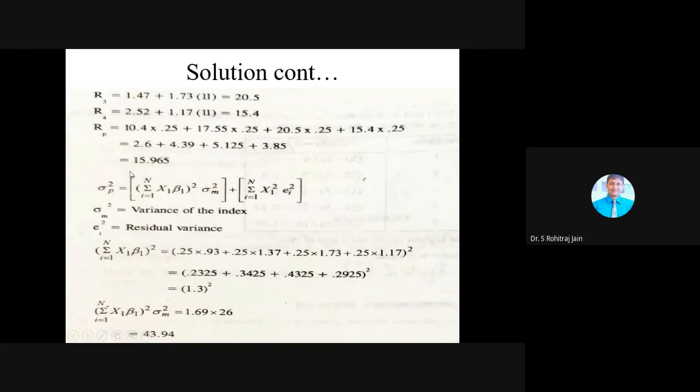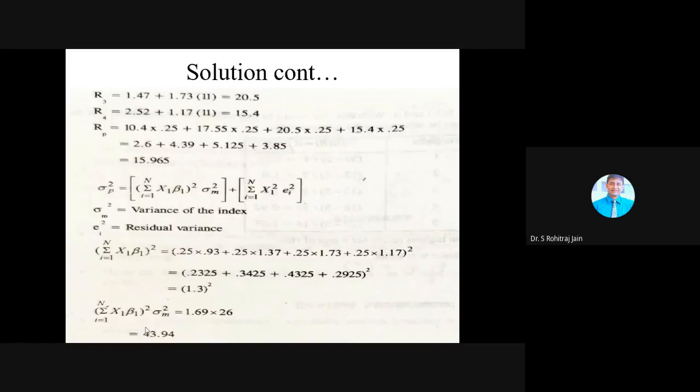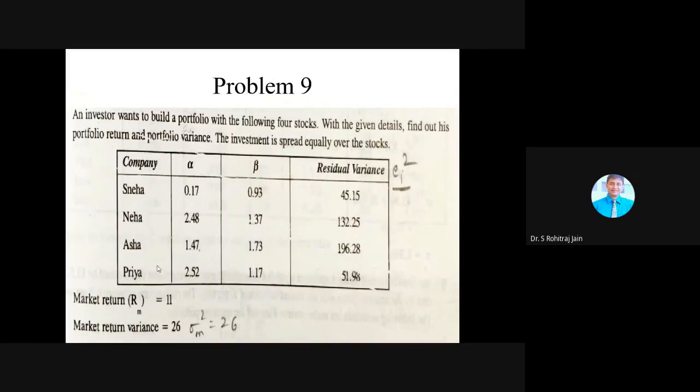See, I have calculated first this, then plus this value. So when I add these two, I got the variance of the portfolio to be equal to 70.546. Now, what is the standard deviation of the portfolio? Standard deviation of the portfolio is equal to the square root of 70.546, which is equal to 8.399.